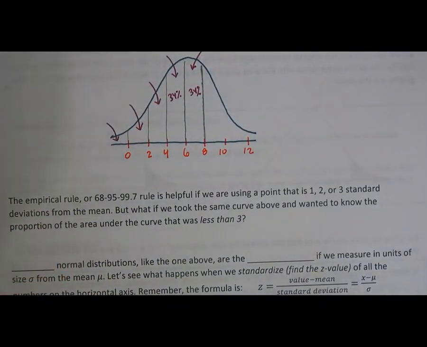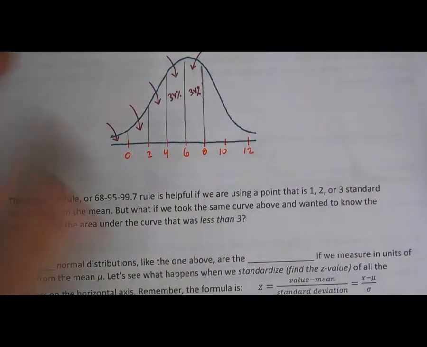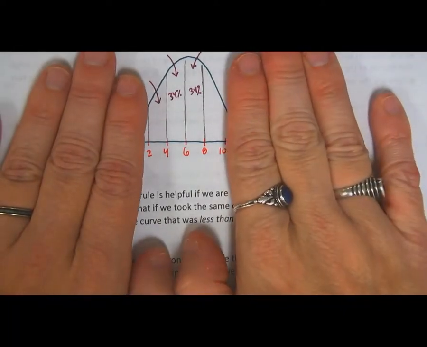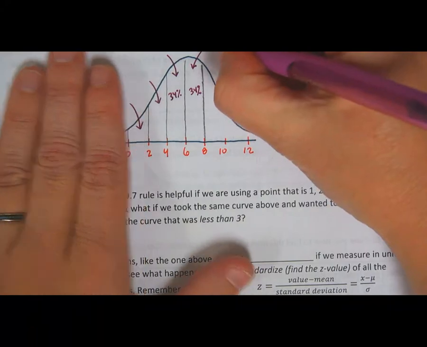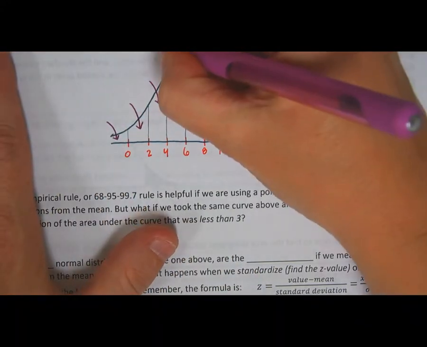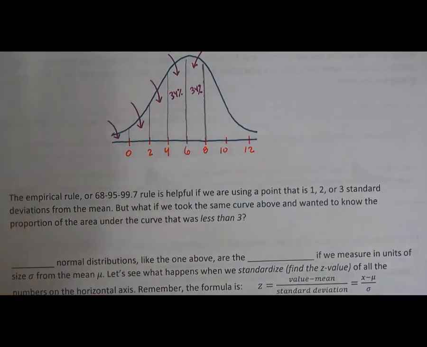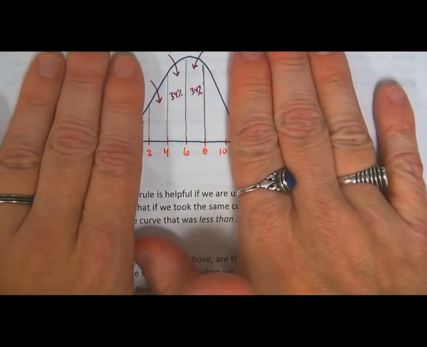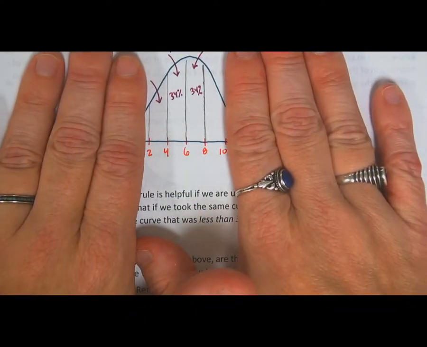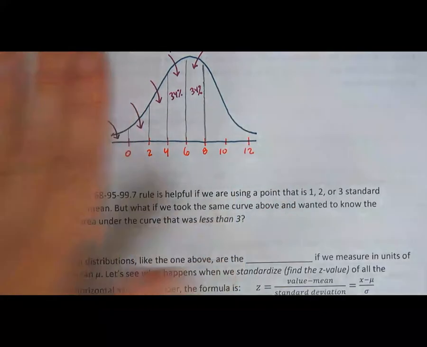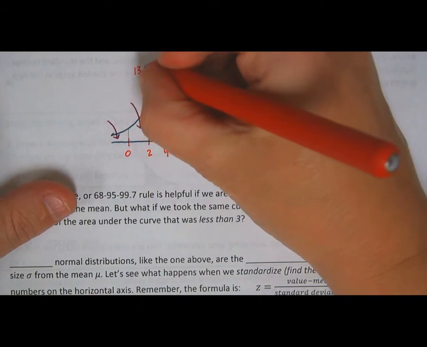34%. And then the empirical rule says, do you remember the next percentage in the empirical rule? 95%. I guess I should write them out here. Yeah, there's 95% from 2 all the way to 10. So if I take 95%, I subtract out the 68, and then I divide by 2, that leaves me with 13.5%.